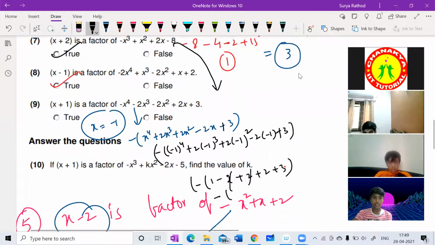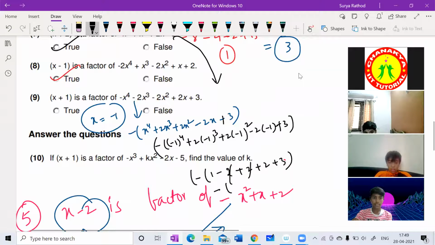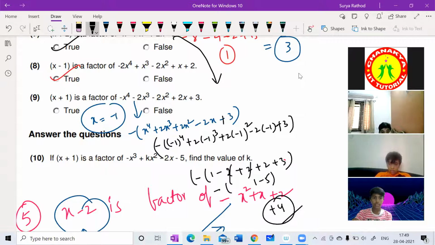What am I going to get here? The 9th statement is what? 1 minus 5, I'm going to get plus 4. Plus 4 is a wrong statement. False, sir. False is the right answer.